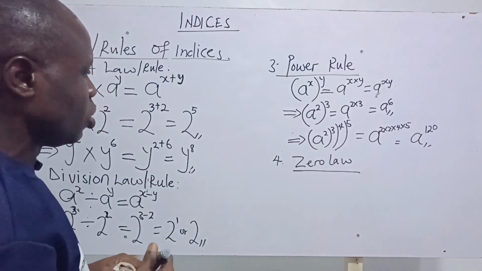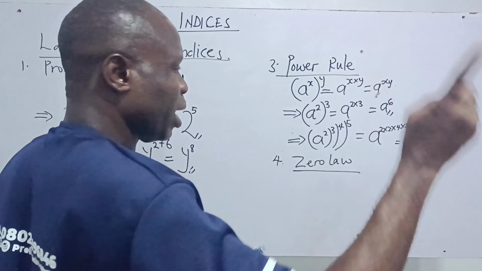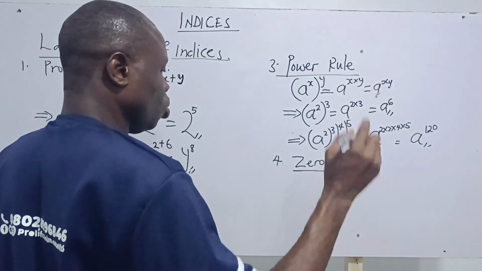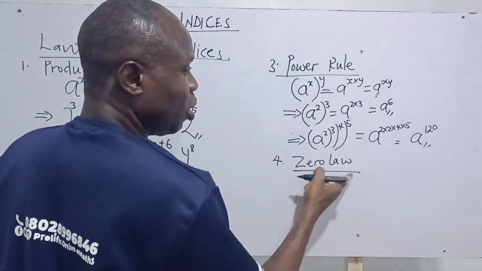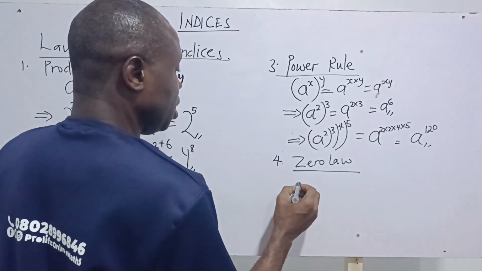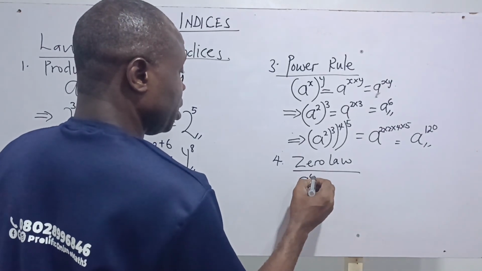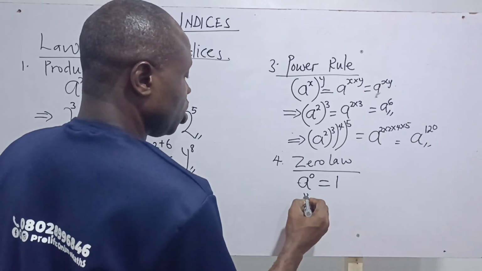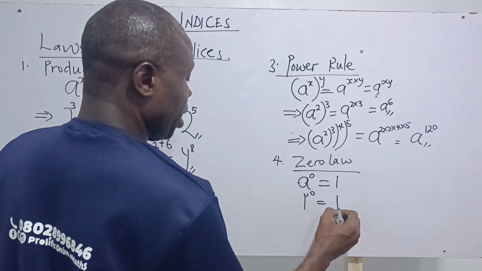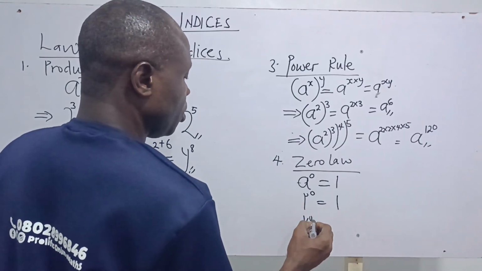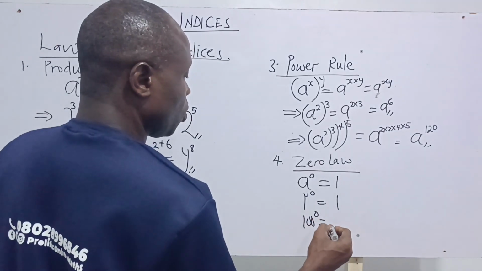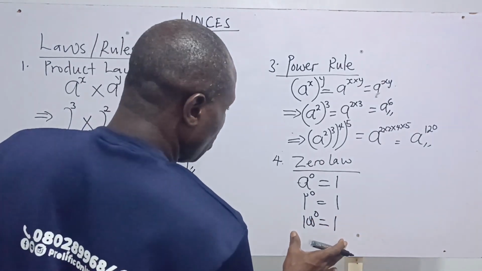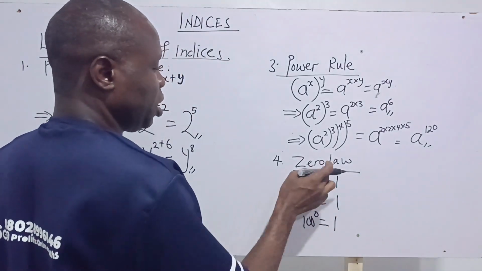Any letter or number that has 0 as its power is equal to 1 according to the law of indices. So a raised to power 0 is equal to 1, p raised to power 0 is equal to 1, 1 million or 100 raised to power 0 is equal to 1. That is what the law of indices is. That's why you call it zero law.